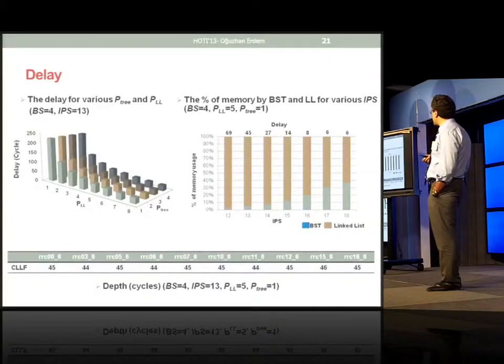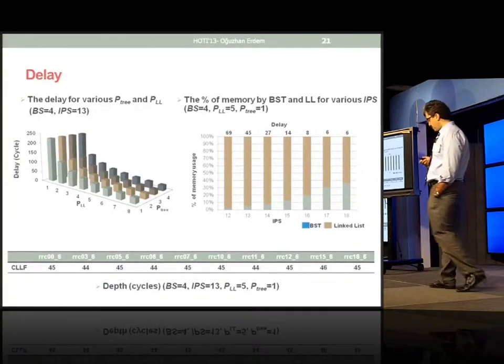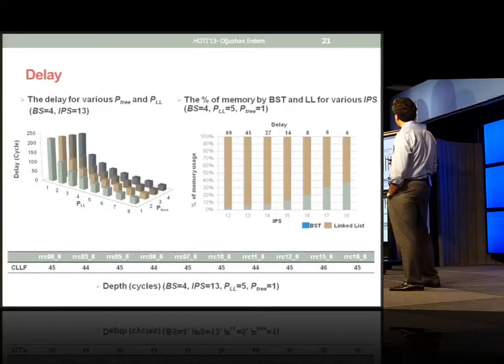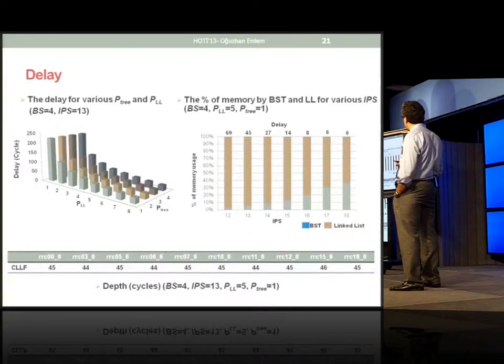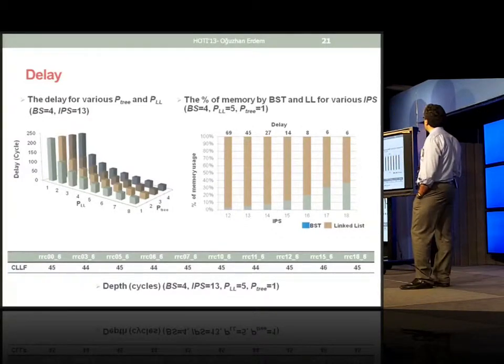And finally, that table shows the delay for the other experimental IPv6 tables. The delay is in cycles. It's about 45 cycles.